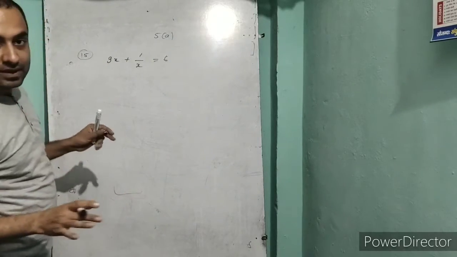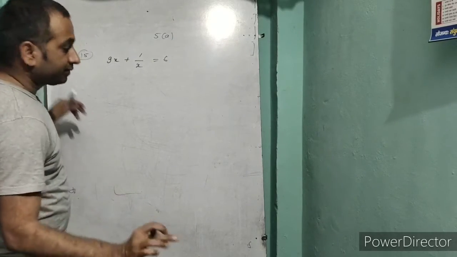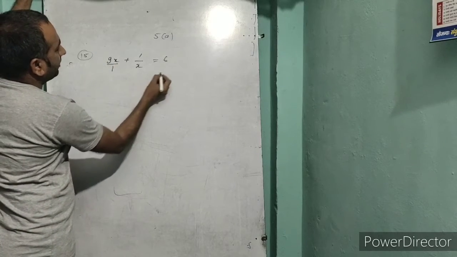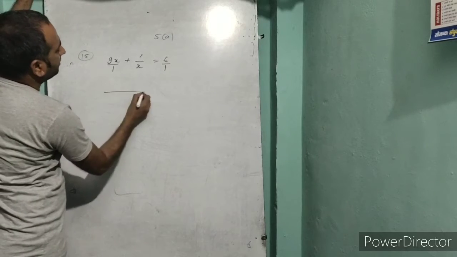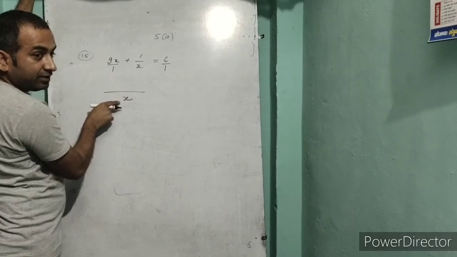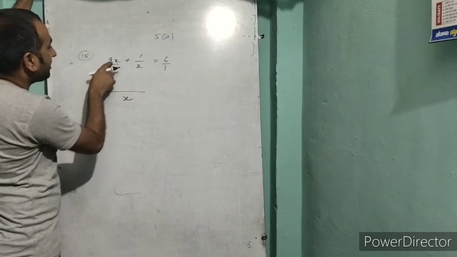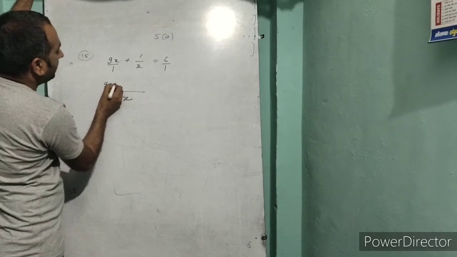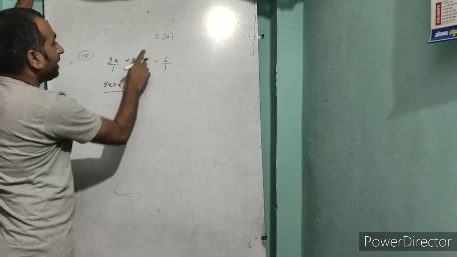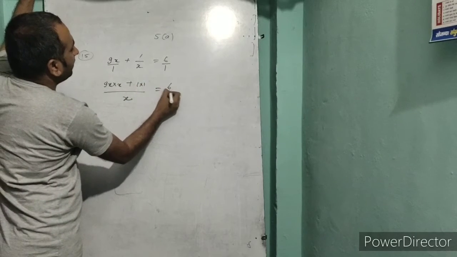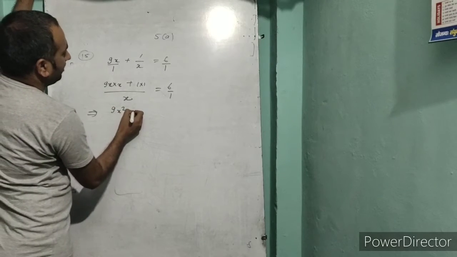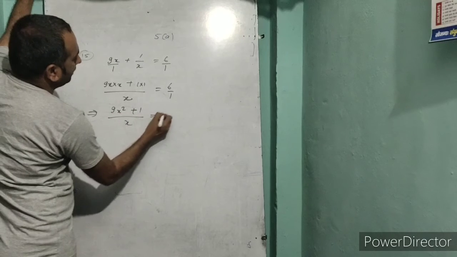Okay, so now listen, it's 9x plus 1 upon x is equal to 6. That means we have to take the LCM here. So the LCM is x. x divided by x gives 1, and x is multiplied by 9x. So it will give you 9x into x, which is 9x square, plus 1, which is equal to 6 upon 1. So 9x square plus 1 upon x is equal to 6 upon 1.